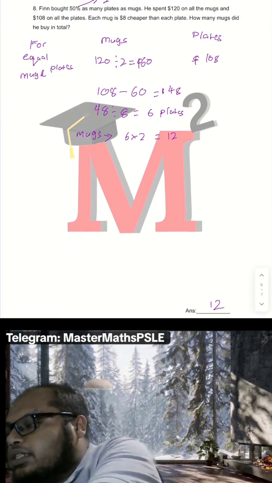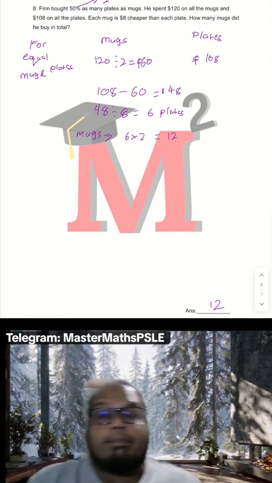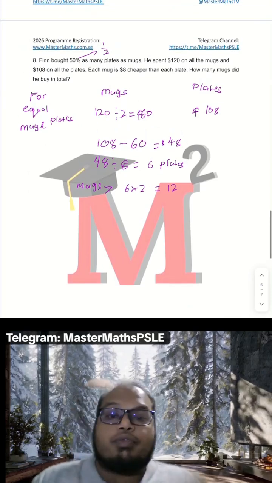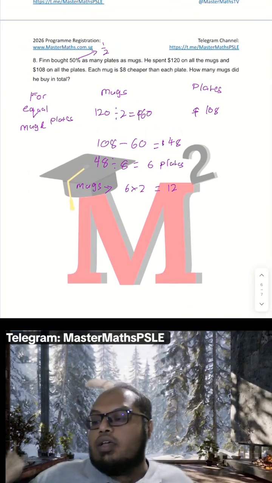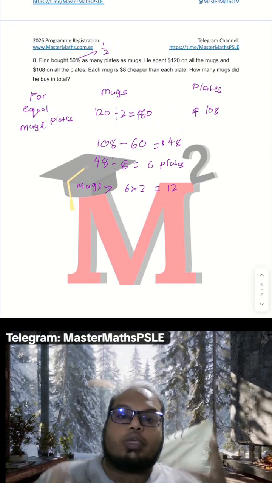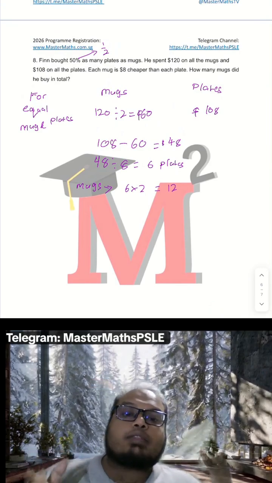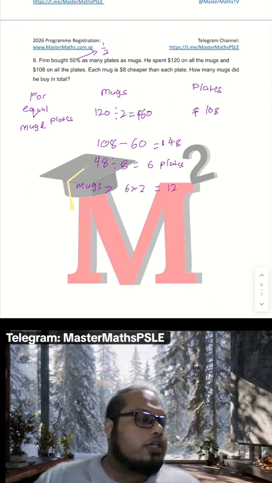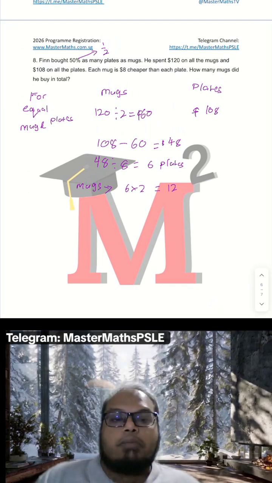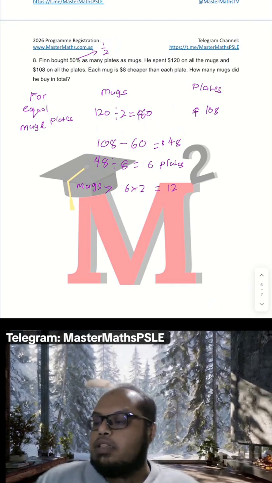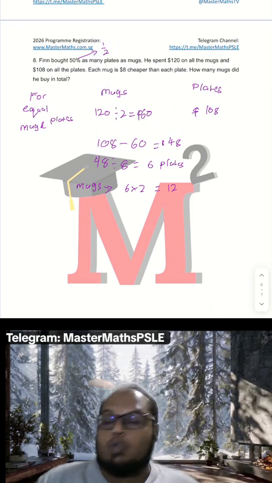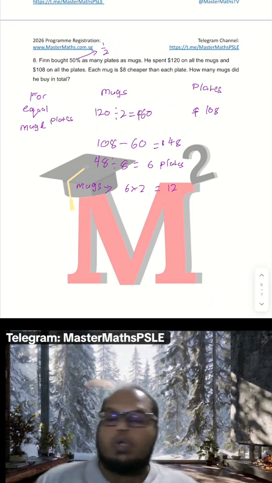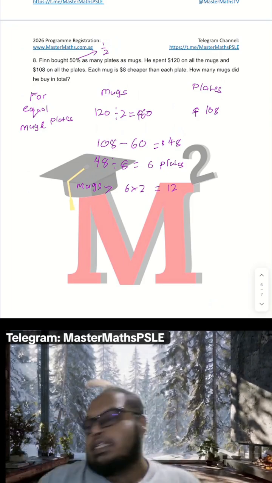So the thing is, just like I mentioned, we need to make the amount the same. 50% means 1 out of 2. That means for every 1 plate, there are 2 marks. So in a way, the marks are twice the plates. So I can either multiply the plates by 2 or divide the marks by 2. I chose to divide by 2. When I divide by 2, now they have equal marks and plates.